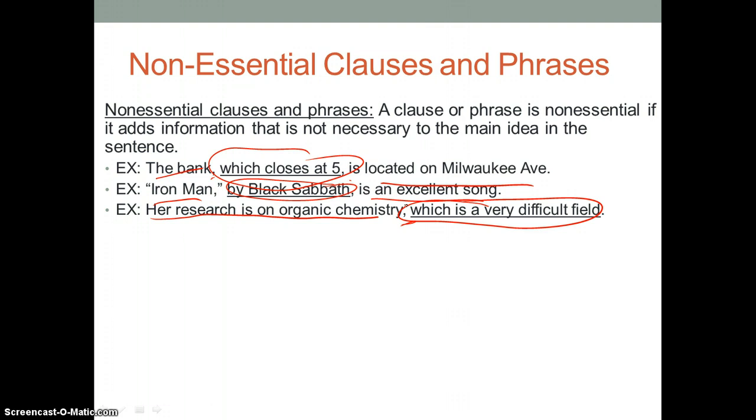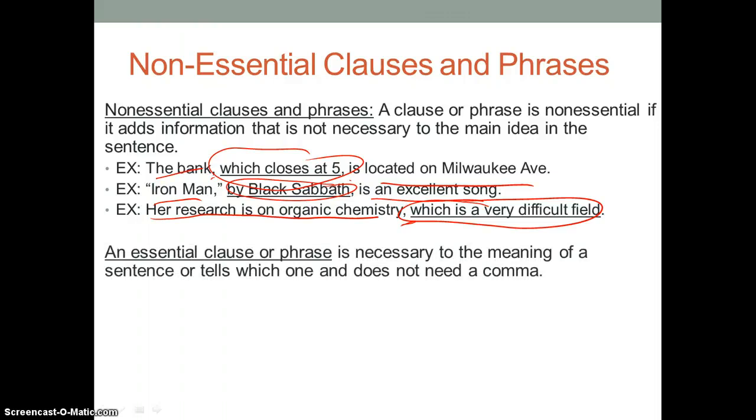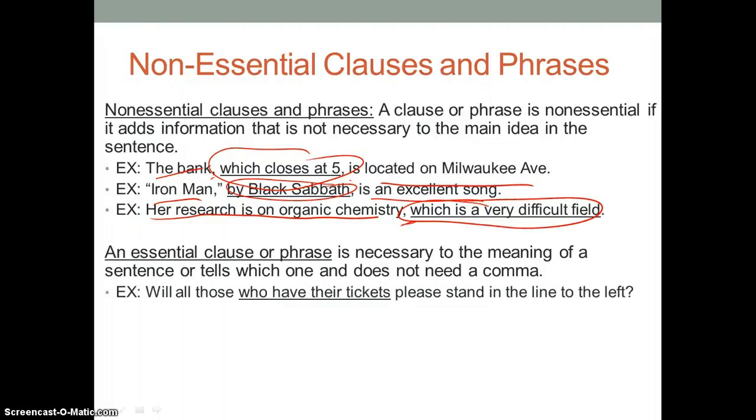So in the case of an essential clause, we do not use a comma to offset the interrupter. And basically an essential clause, as you might guess, is necessary to the meaning of the sentence, or it tells which one, and so again, therefore, we do not use a comma. So as an example, will all those who have their tickets please stand in a line to the left? Who have their tickets is an essential interrupter because it tells you which one.